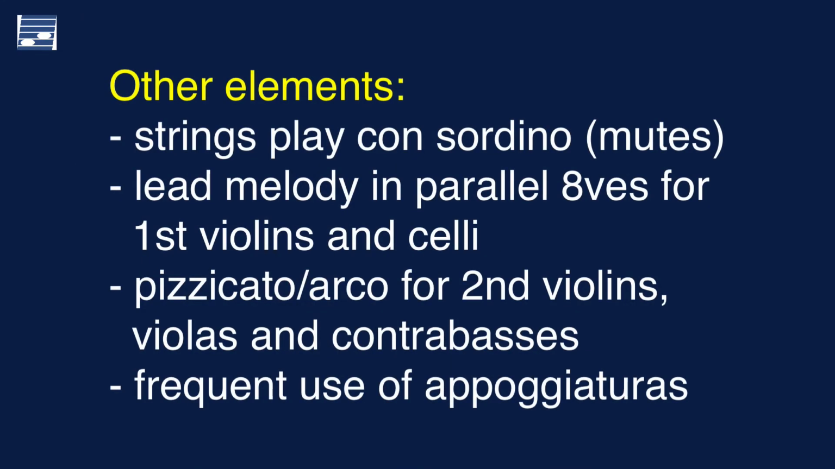In this introduction, we may identify additional characteristic elements. Later in the piece we hear flute, clarinet, 2 horns and timpani, but in the introduction the instrumentation is for strings only. They are playing with mutes. The lead melody, with sustained notes in mostly stepwise motion, is for first violins and cello, playing in parallel octaves.